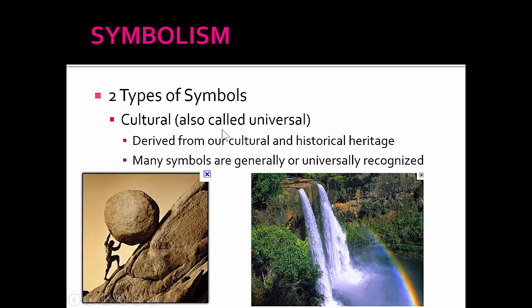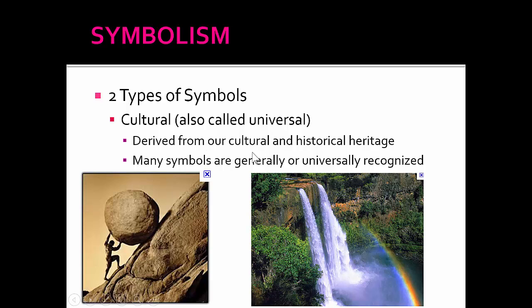So there are two types of symbols. The first one is called cultural or universal. I don't too often hear people call it a cultural symbol. They usually call it a universal symbol. It just depends on what book you're reading or what class you're taking. They'll often use these two terms interchangeably. A universal symbol or cultural symbol means it's well known outside of a story.